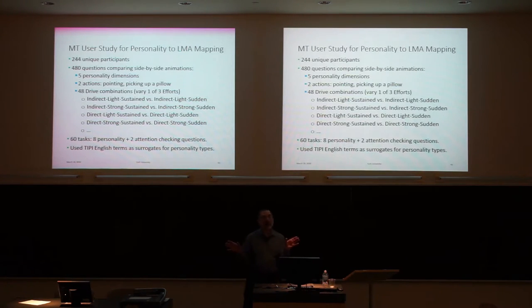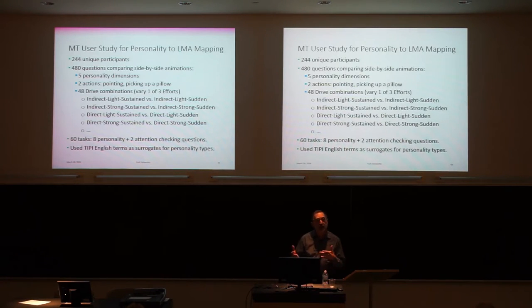They were asked side-by-side questions: which one looks more like this personality, this one or this one? So it's a little easier, but we asked each one 60 different questions. Now, the problem with that, and it's the interesting part of the experiment design here, is you can't put the OCEAN parameters and the LMA parameters in front of them and ask them to connect the two. So we have surrogates for them both.